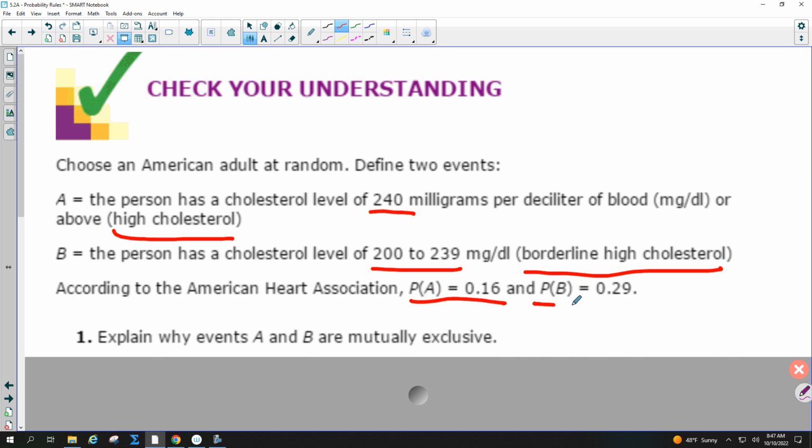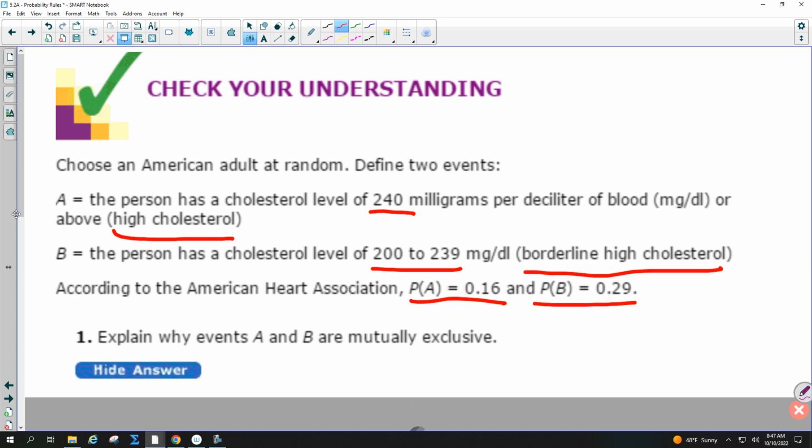Why are A and B mutually exclusive, you guys? Yeah, you're one or the other, okay? You're either over 240 or you're 200 to 239. You can't be both at the same time. They are mutually exclusive. I suppose you could also be less than that, hopefully. Some people could be. All right, but you can't be both at the same time.